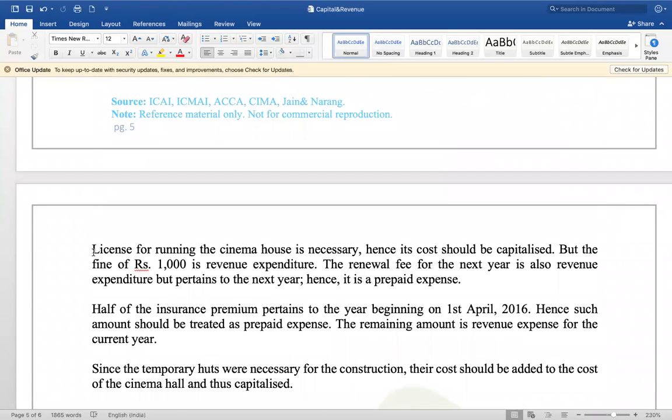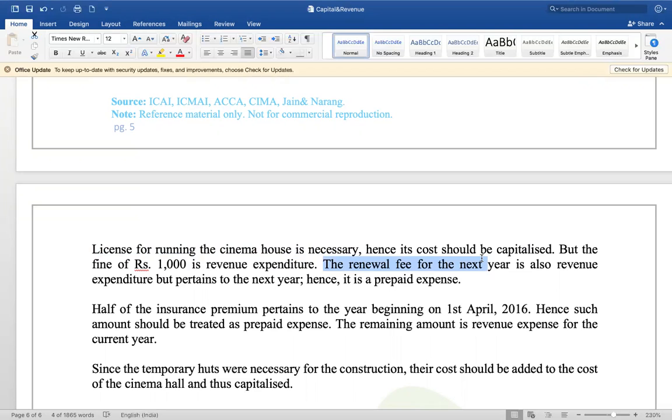Look at this. License for running the cinema house is capitalized. It's capital expenditure. No confusion there. But the fine is revenue expenditure because it is for that particular year only. It doesn't have long-term implication. And what about the renewal fee for next year?